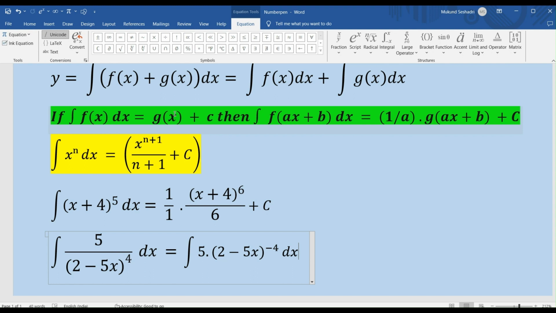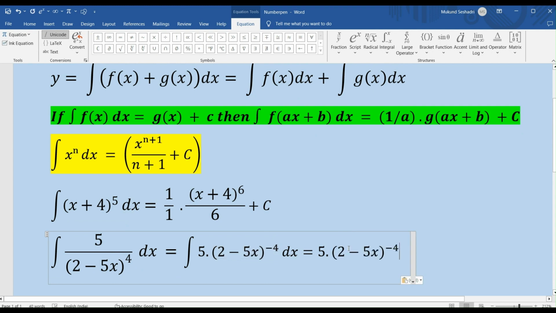My g of x is again what I have highlighted in yellow, which is x to the power n plus 1 divided by n plus 1 plus c. So let us apply the same formula. In place of x, I have 2 minus 5x, which is my ax plus b. So my 5 remains as it is. My 2 minus 5x, I write it as it is first. And then my x to the power n plus 1 becomes minus 4 plus 1, divided by again minus 4 plus 1.